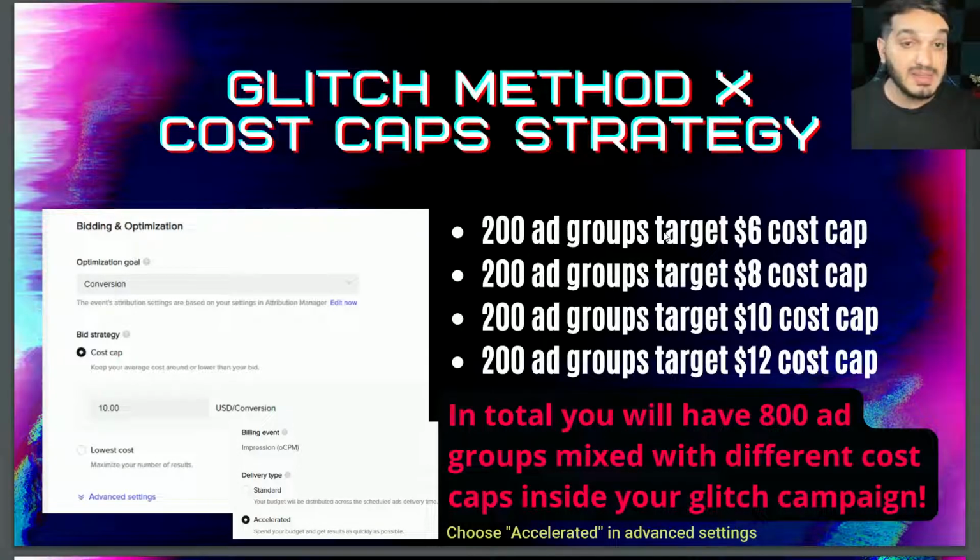The cool thing about this method is that even if your bumps fail and you only get like 1,000 or 2,000 impressions, there's still a high chance of you getting sales and a lower CPA because of these cost caps.